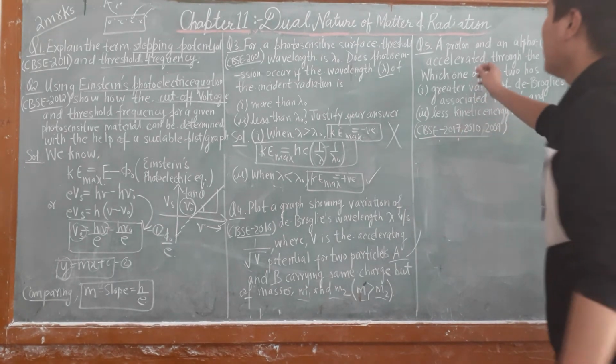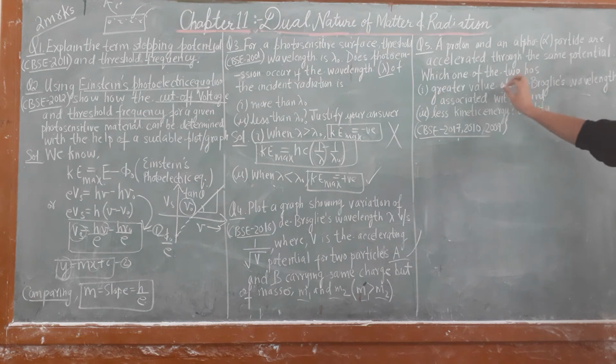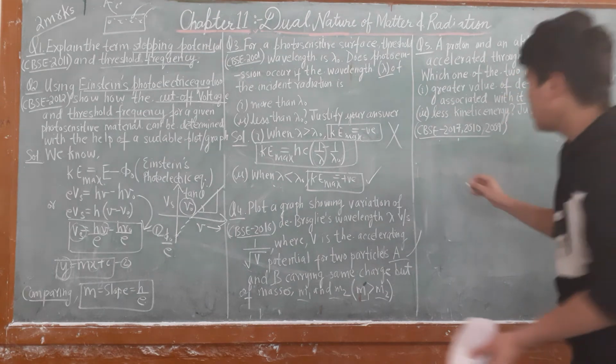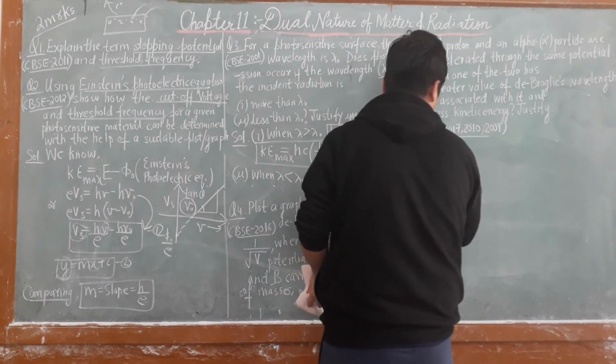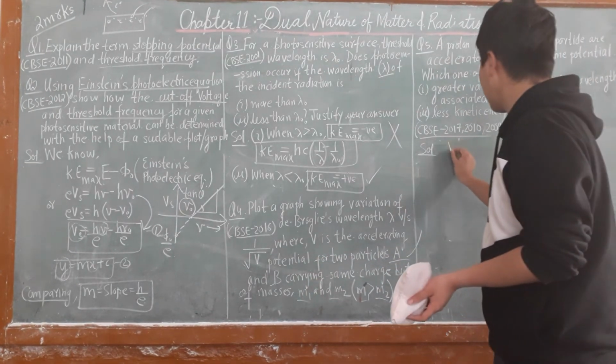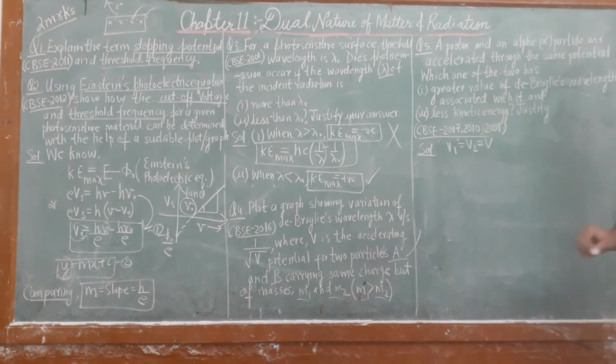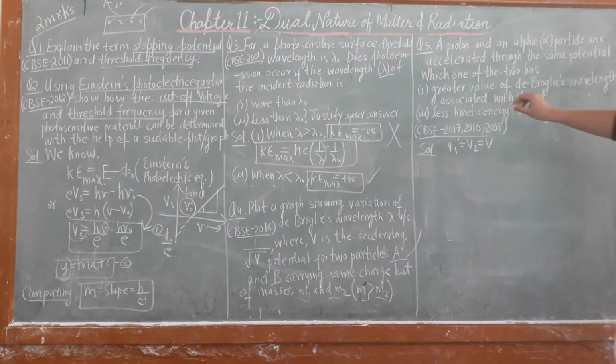Last question. A proton and an alpha particle are accelerated through the same potential. Which one of the two has the greater de Broglie wavelength? So the potential is the same. V1 is equal to V2 is equal to V. Which one has a greater value of de Broglie wavelength associated with it, the proton or the alpha particle?